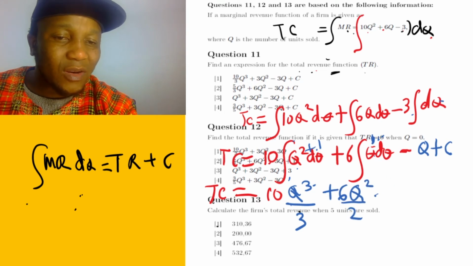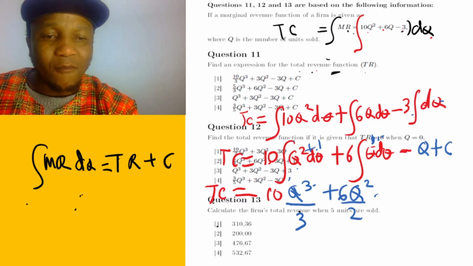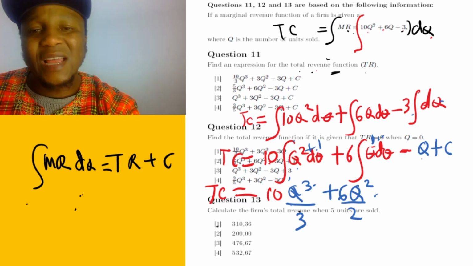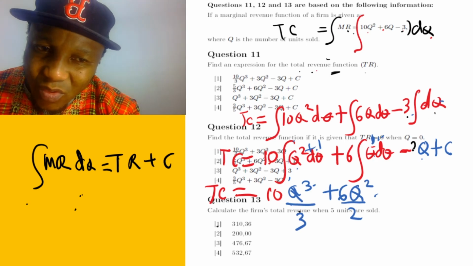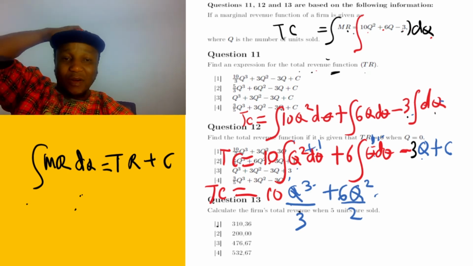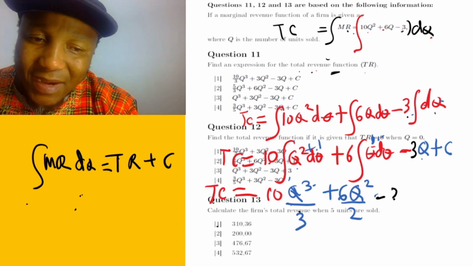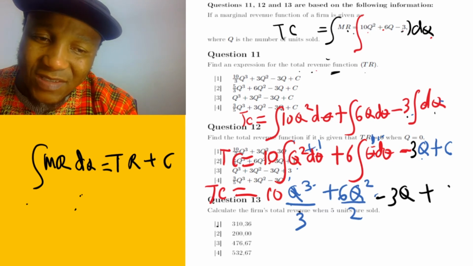Now we go for the last one. I forgot the 3 here, my apologies. It must be 3 because it's 3q. So this is going to be minus 3q plus our constant.